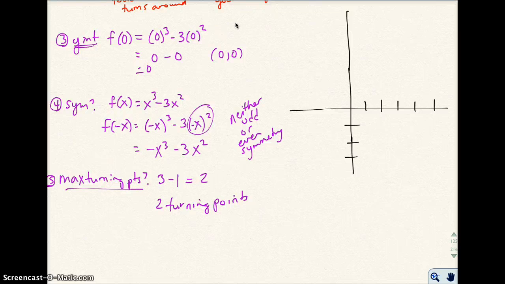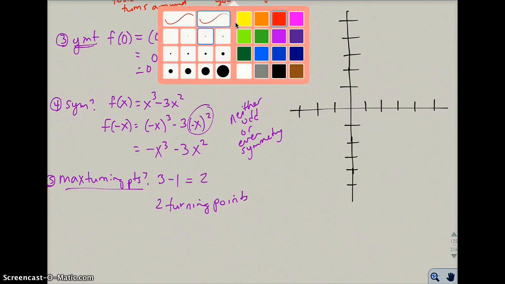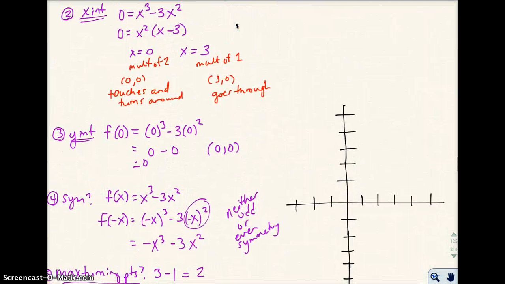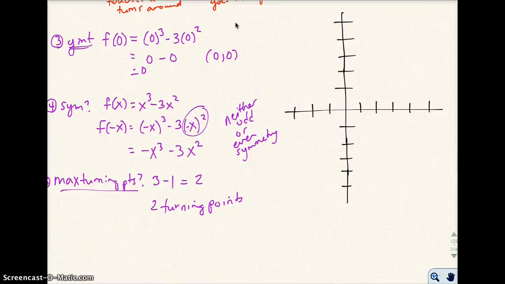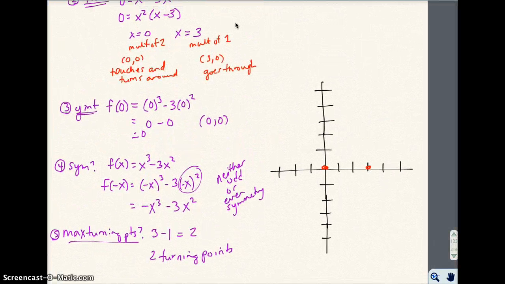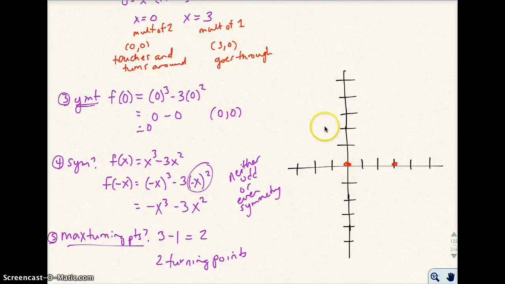You know, on the exam, I'll give you some graph paper, of course. Okay, so we know we have intercepts of (0, 0) and (3, 0). At this zero, it's going to touch. It's going to either touch like this and come back, or touch like this and come back. And at (3, 0), it's going to go through it, so it can go through it that way or that way.